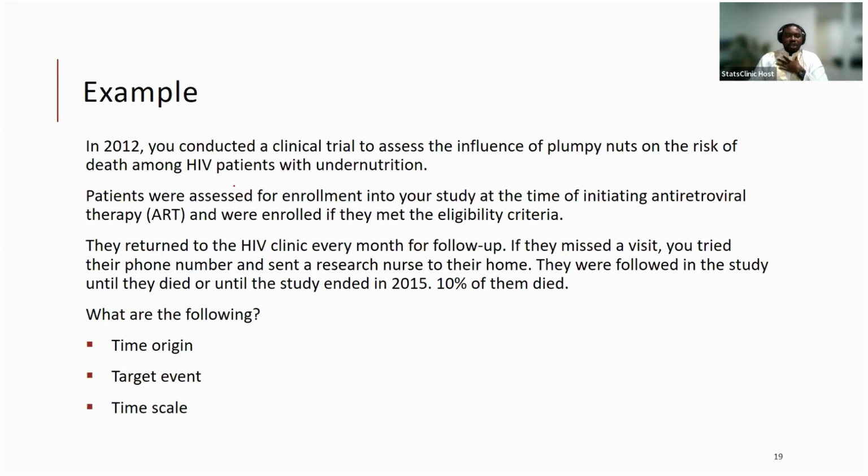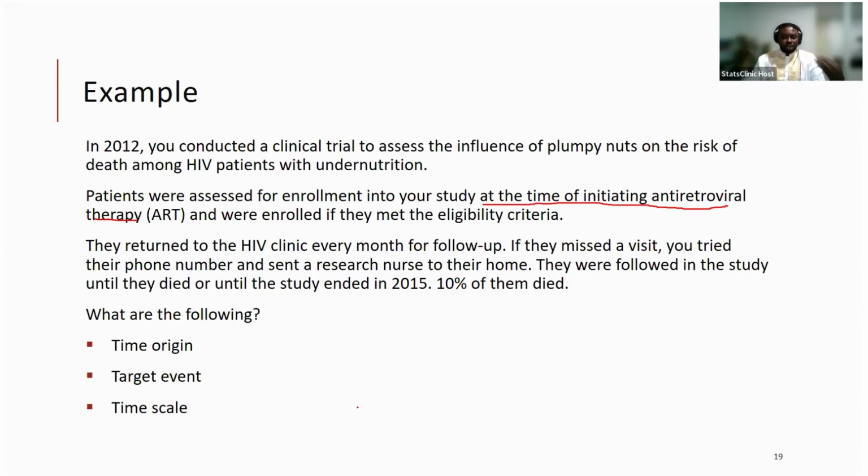Okay. So you assessed patients for enrollment into your study at the time of initiating antiretroviral therapy. At that point, you assess their eligibility, whether they were undernourished or not. If they're undernourished, then you include them in your study. If they were not undernourished, you kick them out. You say, go on your way. Thank you very much. Continue taking your ART.